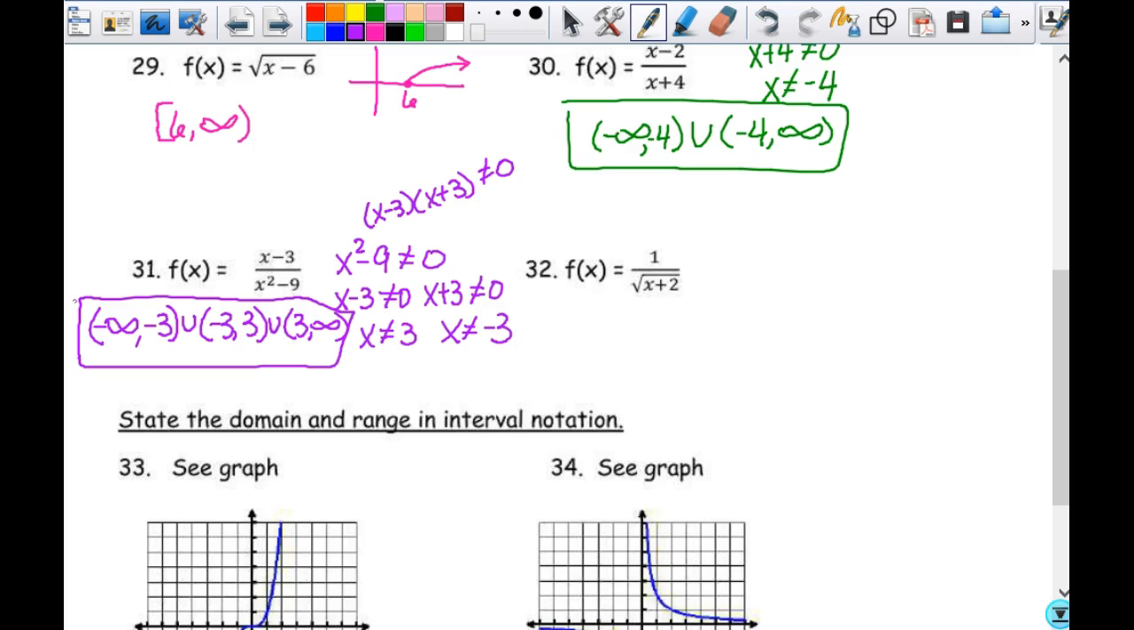Okay, so I know here on 32, the denominator can't be 0. We know that. And then also we cannot have a negative under here because we don't want anything imaginary. So what I know has to happen is that x plus 2 has to be greater than 0, which means x has to be greater than negative 2. So in interval notation, it can't be negative 2. I can go from negative 2 to infinity.